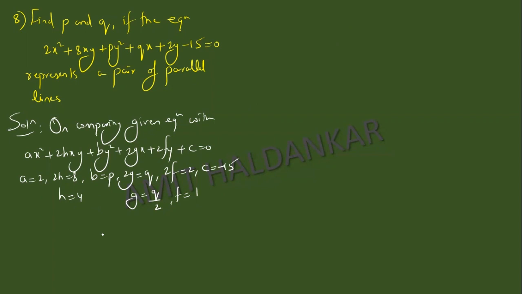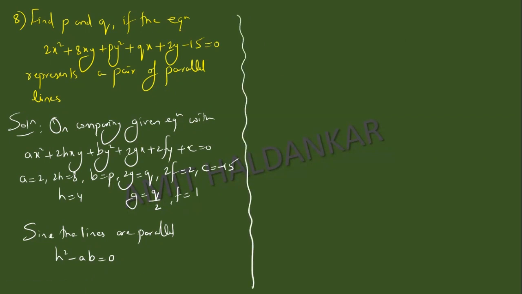Now after this, what we do over here is we use the conditions. Now since the lines are parallel, the condition that I'll use, h square minus ab should be equal to 0. And since h square minus ab is equal to 0, I can use h is 4 square minus ab means 2 into b, b is p, so that is 16 minus 2p is equal to 0. So 2p is equal to 16. So p is 2 8s are 16. p is 8.